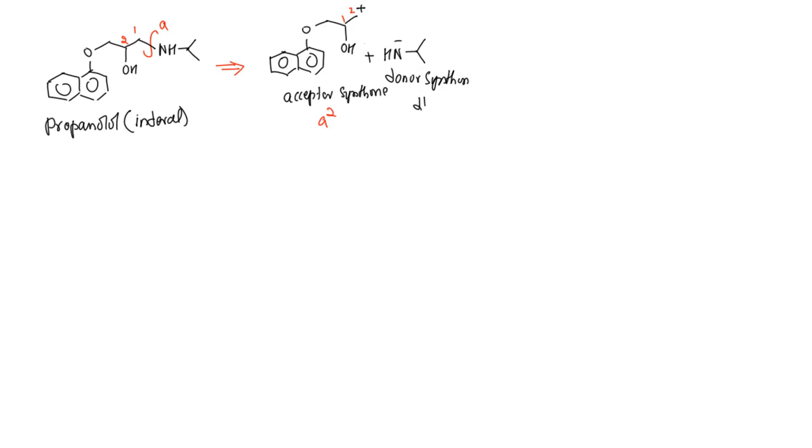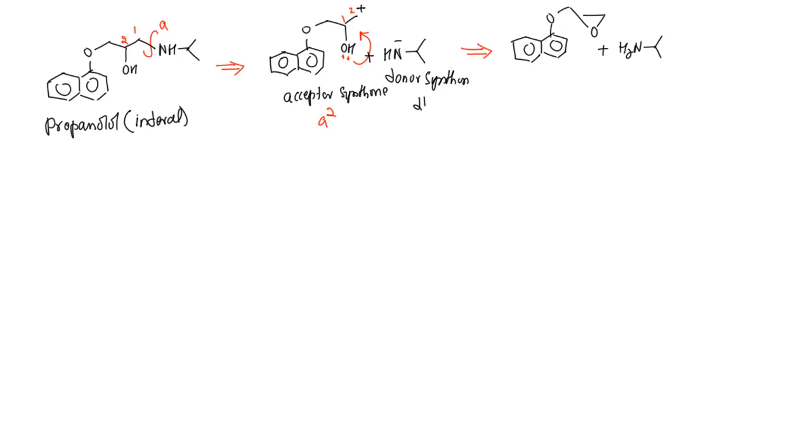So the synthetic equivalent for the acceptor synthon can be deduced as we have a positive charge on carbon number 2. Here we have a lone pair on nitrogen. The bond can be shifted right over here for making an epoxide. Therefore we get a reagent like this, and another is isopropylamine.